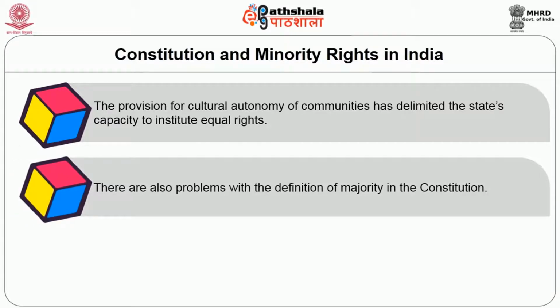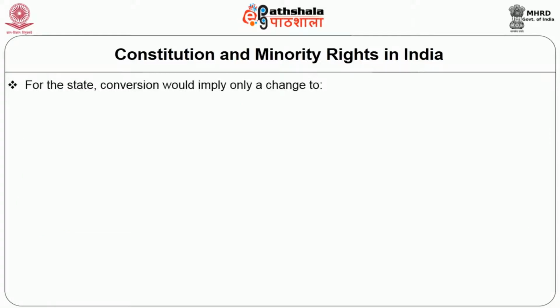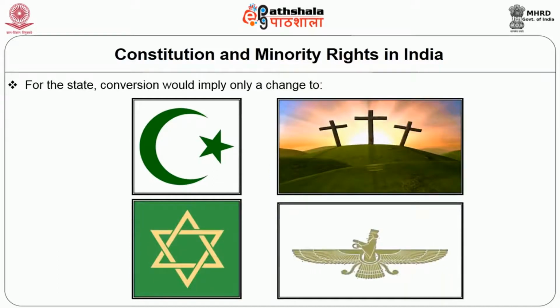There is also the problem with the definition of majority in the Constitution. The description of Hindu in Article 25 of the Constitution and its ratification in the Hindu Code Bill, the Untouchability Abolition Act and other legislation treat Buddhists, Sikhs and Jains as part of the Hindu community, refusing to acknowledge their particular identities or give them minority privileges. For the state, conversion would imply only a change to Islam, Christianity, Judaism or Zoroastrianism, but not one subsumed under Hinduism.